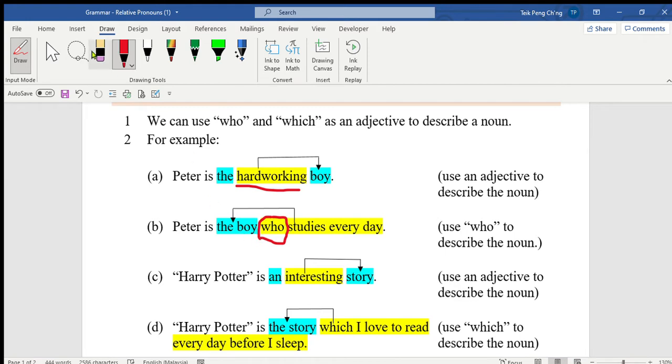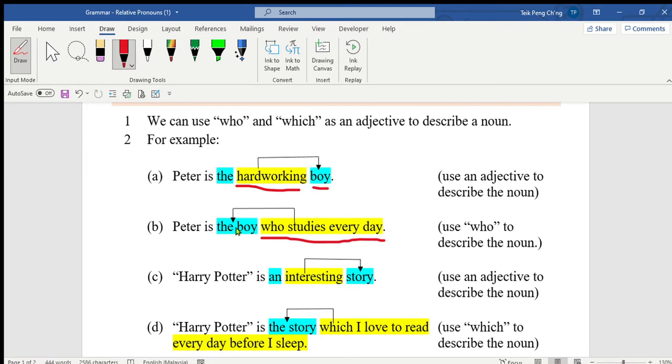Yeah, look at B. Peter is the boy who studies every day. Peter adalah the boy yang tiap-tiap hari belajar, who studies every day. So the phrase who studies every day is actually an adjective used to describe the noun. Okay, now compare A and B. In sentence A, we use the adjective hardworking to describe the noun.